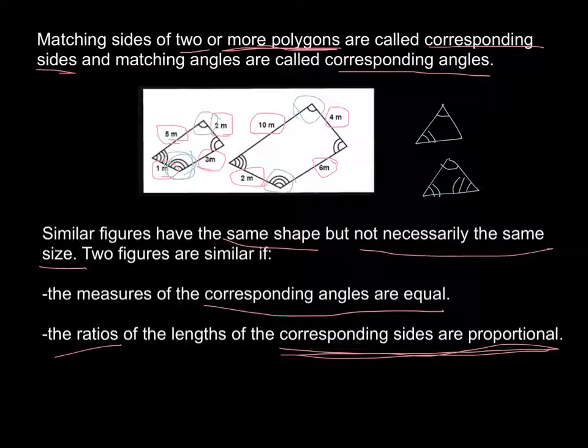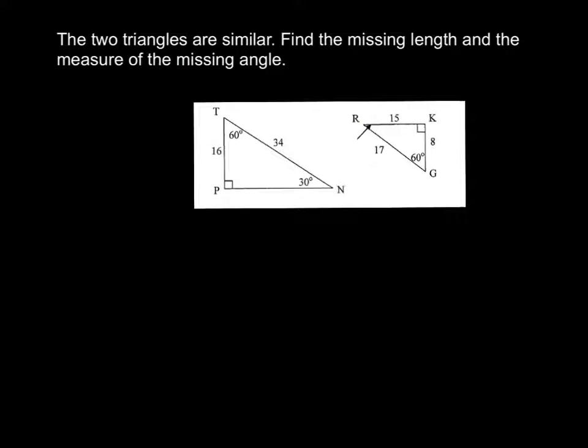Now let's look at a couple problems here. So the two triangles are similar. That's a given. They're not asking if they are similar, they're telling us they are similar. But we need to find the missing length and the measure of the missing angle. So I see my missing angle is right here, and my missing length is right here.